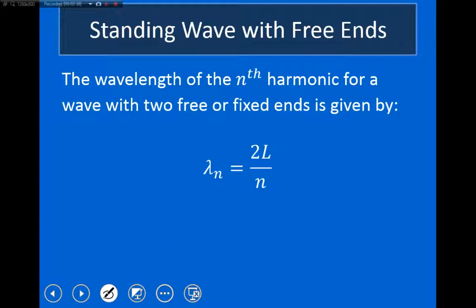In general, the nth order harmonic of a string that has either both ends fixed or both ends free is given by this formula here. So the wavelength of the nth harmonic is 2 times the length of the string divided by n.